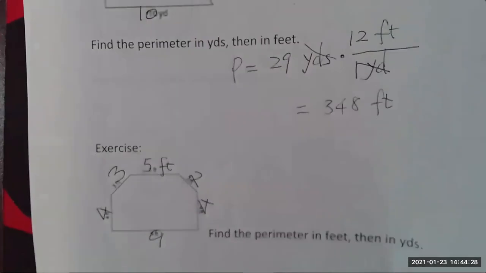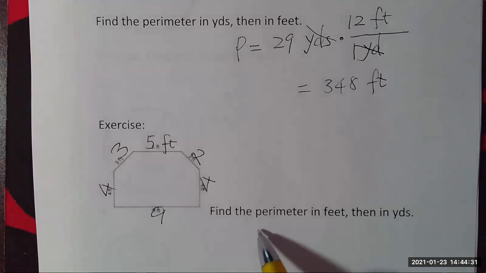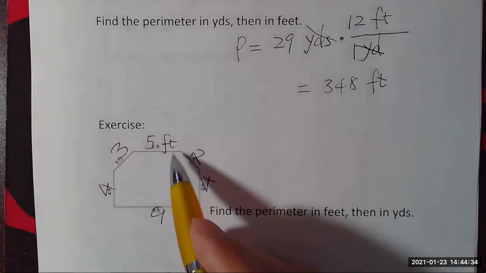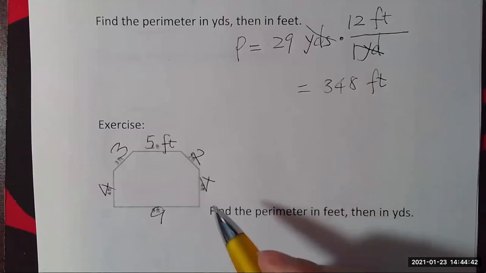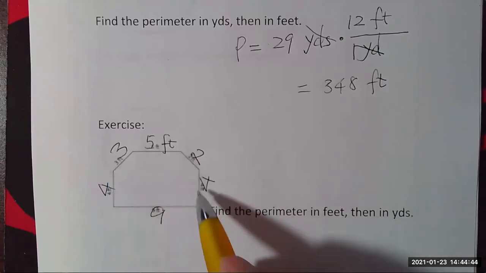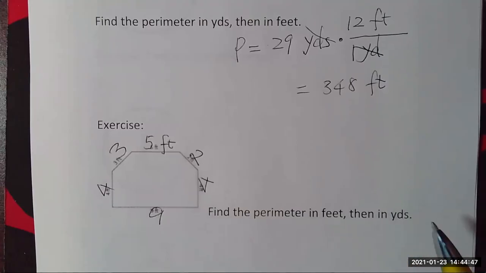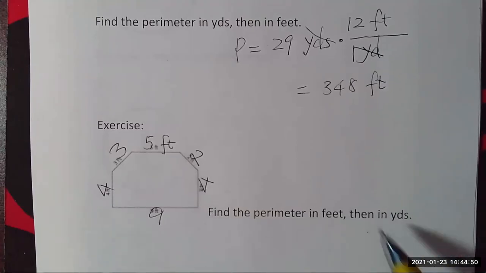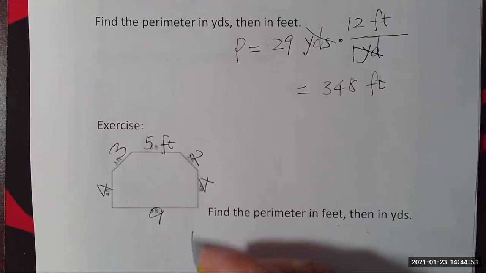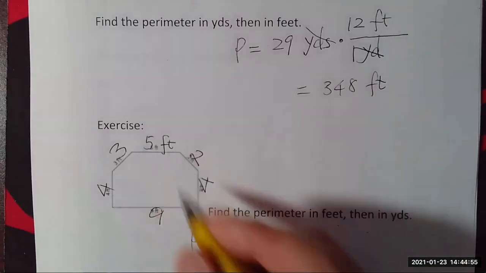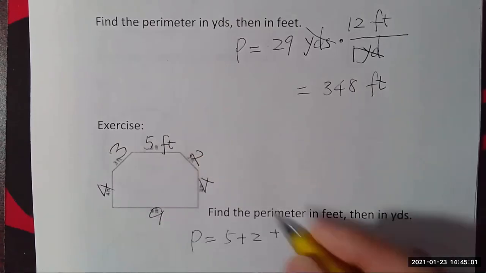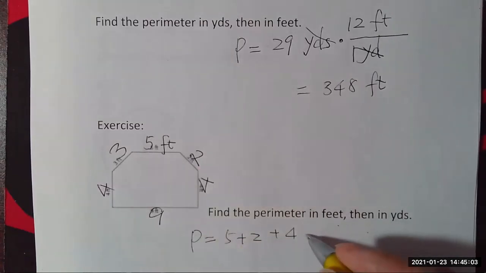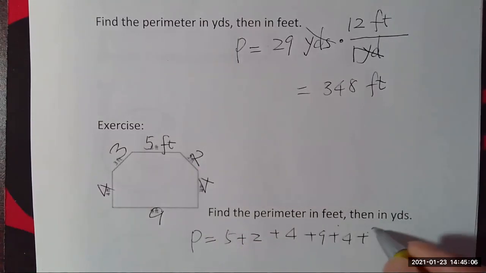Now we have another one. Again, in this one, we find the perimeter in feet because we are given feet. All of these numbers are in feet, and then in yards. The purpose of this example is that we want to be able to not only find the perimeter, we also want to be able to do all of the conversions. This time we go from feet to yards. So first, perimeter in feet, we just add them all together. Let's start with 5 plus 2 plus 4, and plus 9 plus 4 plus 3.